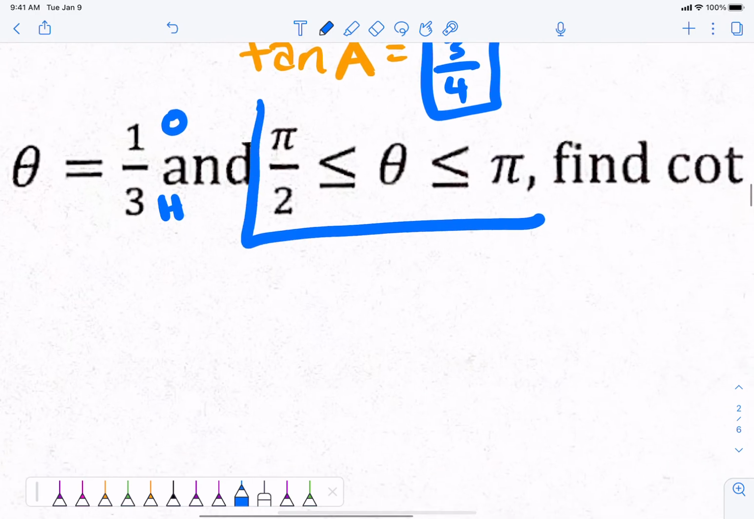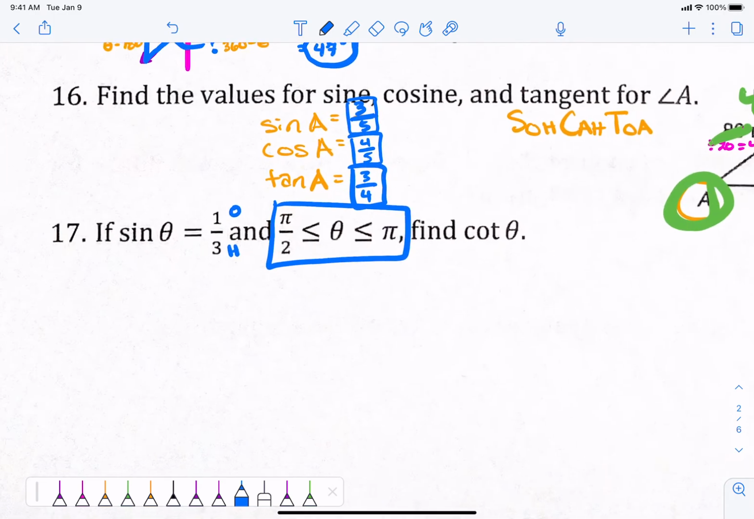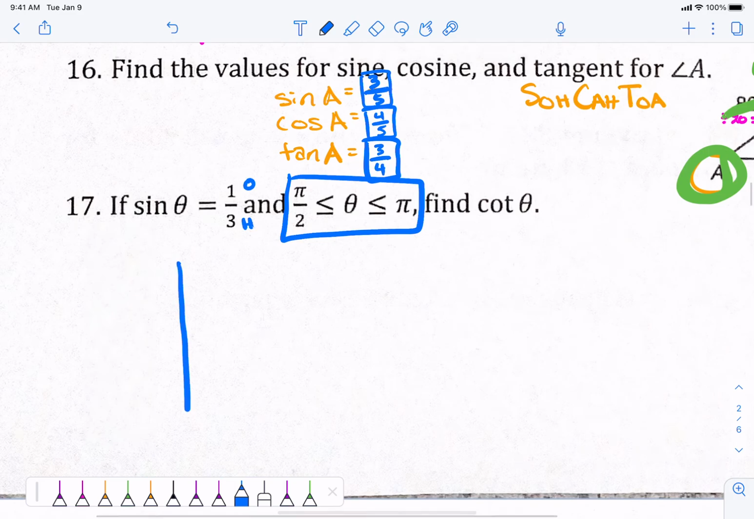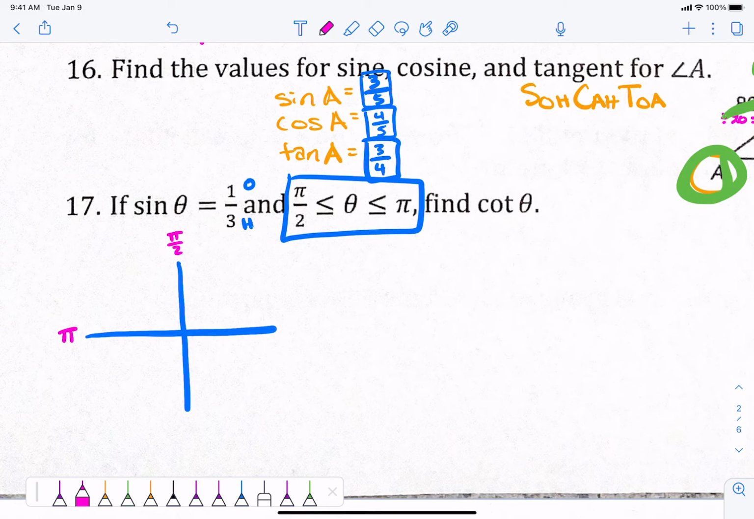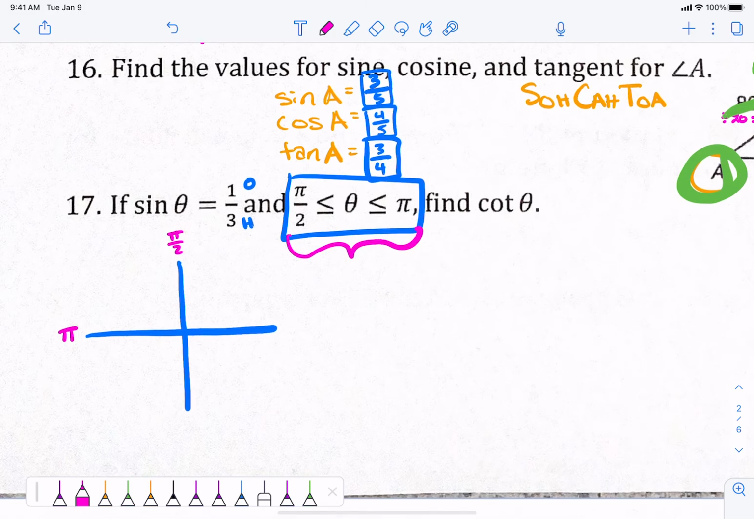This tells me what quadrant I'm in. Where is pi over 2 located? Now, keep in mind you can use your unit circle and this packet on your test, right? Pi over 2 is up here, okay? Where's pi located? Down and left, the 180 degrees. So this tells me you are in quadrant 2. So let's draw a triangle in quadrant 2.